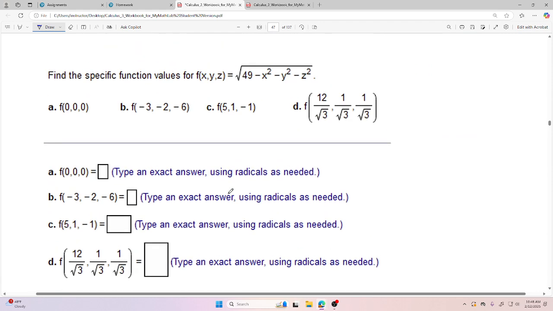Okay, first question. What do we do with 0, 0, 0? What do we do with this? Plug it in. Oh my gosh.